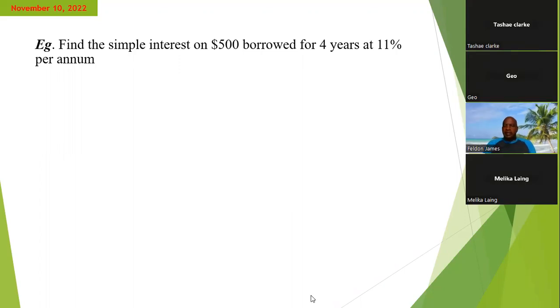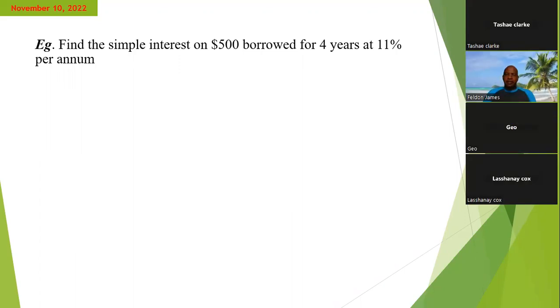All right, so who's taking the floor? Ms. Clark, go ahead. All right, sir, what I did, I put 500 times 11 times 4 over 100. And it is based on the simple interest formula.